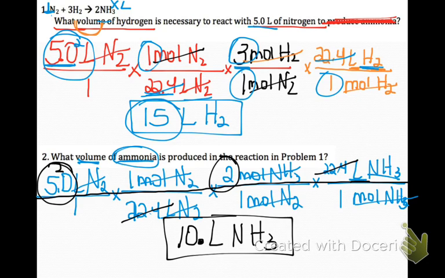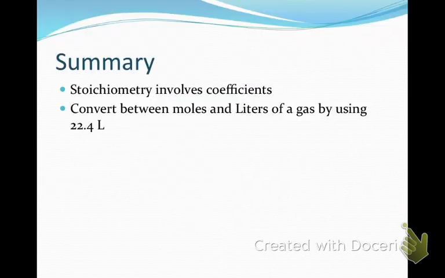How about that? So, stoichiometry involves the coefficients in the balanced chemical equation. And to convert between moles and liters of gas, you just need to remember the number 22.4. We will practice this a lot. Don't worry, it'll actually end up becoming really easy, and it's really fun, because you're just doing some stoichiometry, and then you can impress your family and friends.